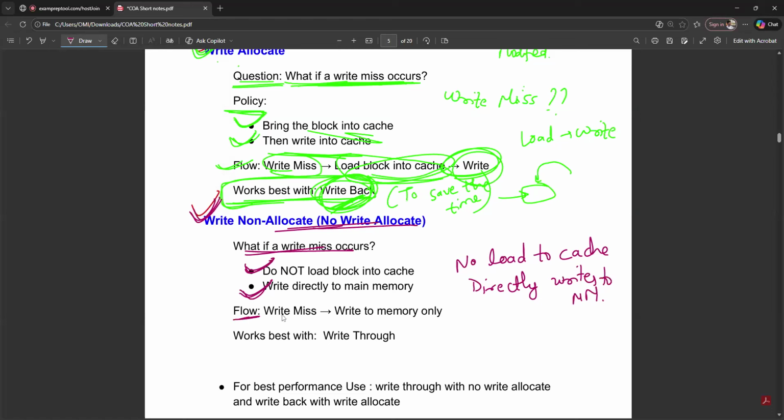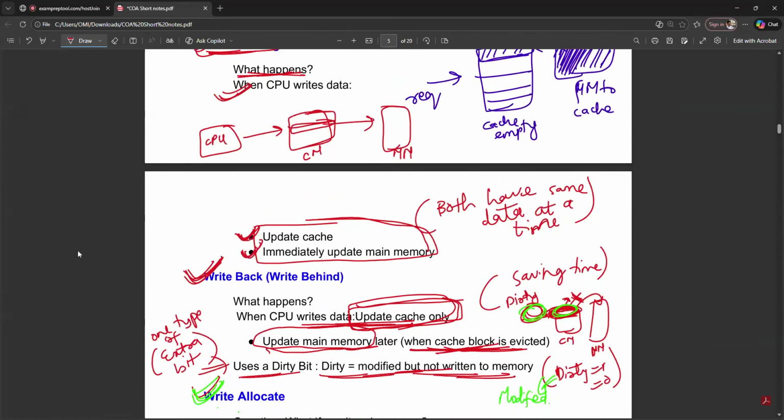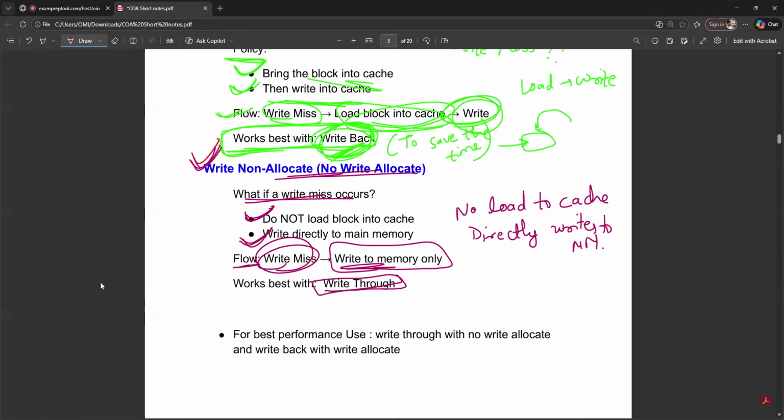So what is the flow? If it is a write, write to main memory only. So you are not loading the block to the cache. So it works best with write through. And you know what write through is: you update the cache and main memory both at a time.